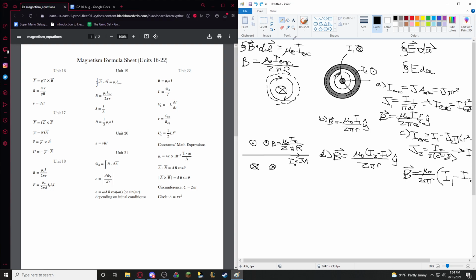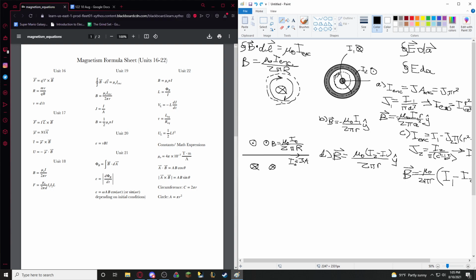Where's that note? Magnetic field from loop. So mu naught times I over 2R. Well, that's a loop. That's for a loop, but even then, that's not quite it. Okay, I'll give you a hint. It's on your formula sheet. It's the one equation from Unit 18 and 19 we didn't look at today.